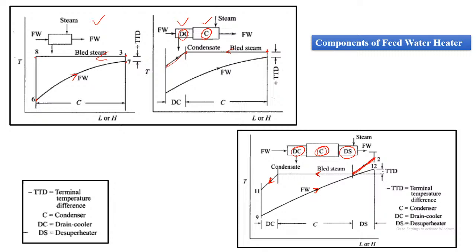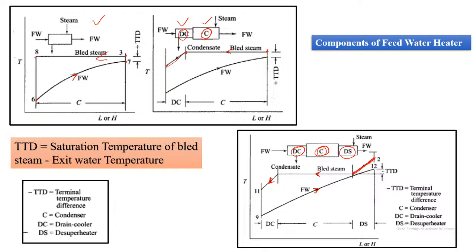So this is what we have seen, that there are certain types. But what is TTD here? TTD is terminal temperature difference, and that is the saturation temperature of the bled steam minus the exit temperature of water. So in this case, saturation temperature means T8, and T3 is the same, minus the exit temperature of water, which is T7. So you can see here, it is a positive TTD. Okay. Similarly, saturation temperature is this, exit temperature is this. So we have positive TTD.